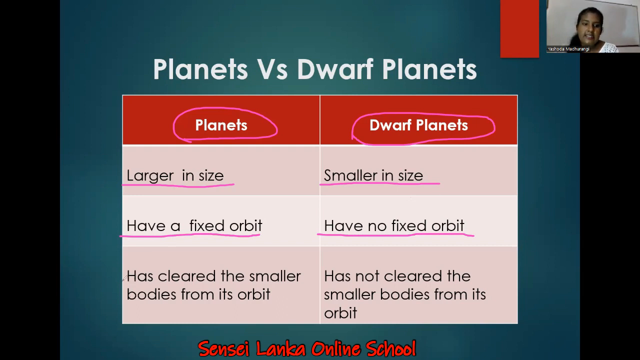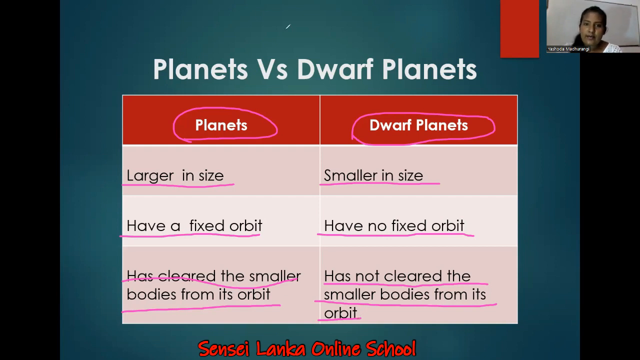Planets have cleared the smaller bodies from their orbit. The orbit is clear. A planet's orbit is clear. Dwarf planets have not cleared the smaller bodies from their orbit. So the orbit of the dwarf planets is not clear. These are some of the differences between planets and the dwarf planets.